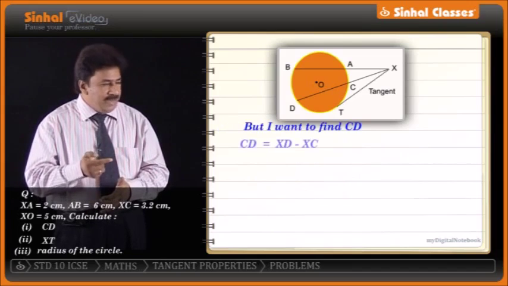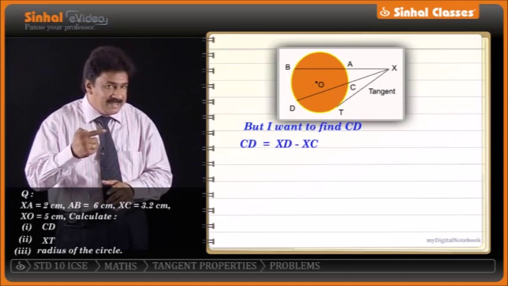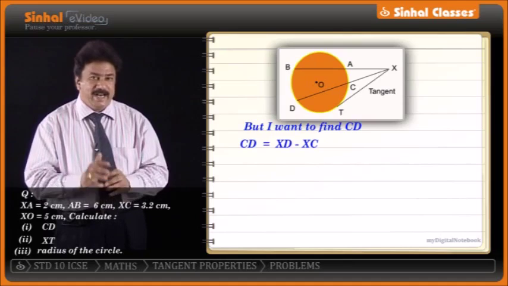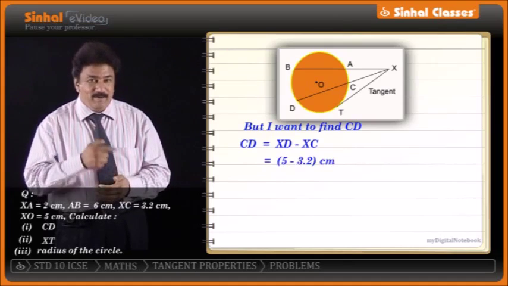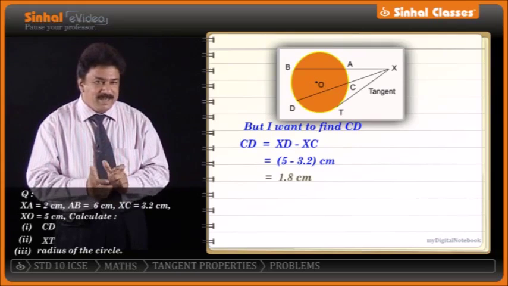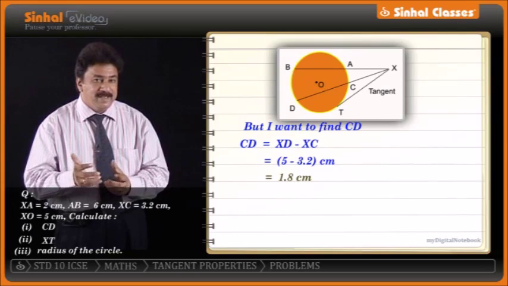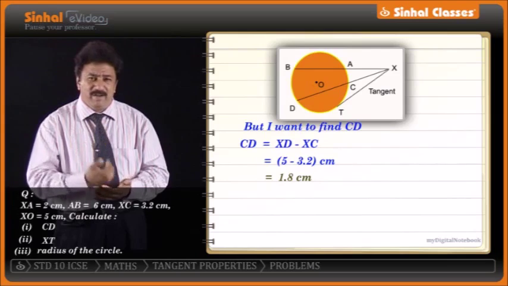CD is equal to XD minus XC. That is nothing but 5 minus 3.2. 5 minus 3.2 is 1.8. So what's the answer? 1.8 centimeters, nothing but the measurement of CD that was required as the first part of the sum.